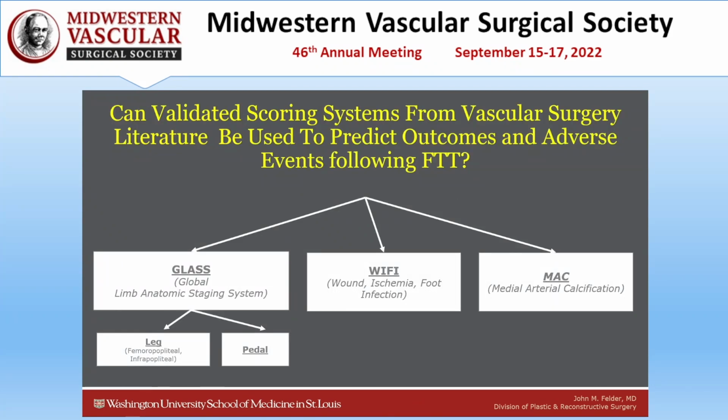Three validated scoring systems exist. The GLASS system that was brought out in the Global Vascular Guidelines has both femoropopliteal and infrapopliteal grading components, as well as a pedal scoring system. The WIfI component I think everyone is familiar with. And finally, the MAC, the medial arterial calcification grade, and I'll dig into that a little bit as we go forward.